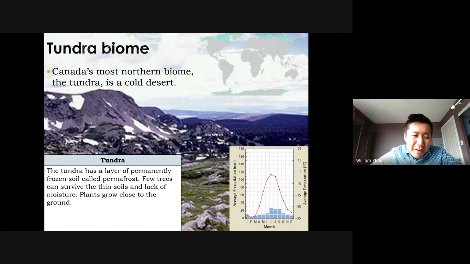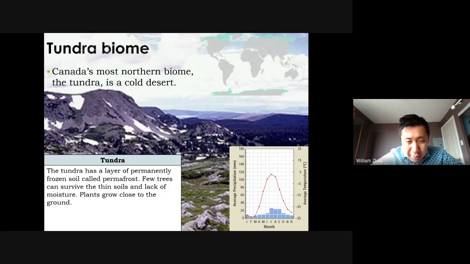So the plant life you can find in the tundra are usually short shrubs or moss. Okay, you're not going to see big plants. And the soil in the tundra is so cold that it is completely frozen. Okay, it's called the permafrost. Perma meaning permanent, frost, ice. So basically it means forever ice.